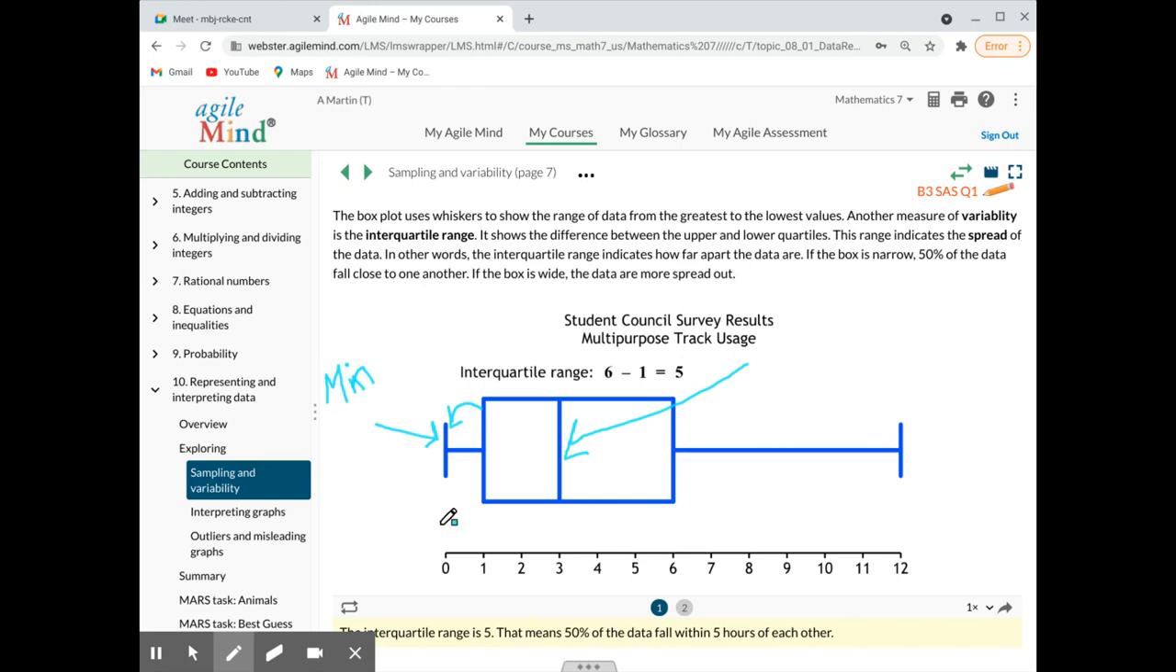Minimum. Good. So, with that being said, since it's that close to the minimum, basically what that's telling you is that, remember, this is 25%. The entire box here is 50%. So, what do you notice about this 75% of data?